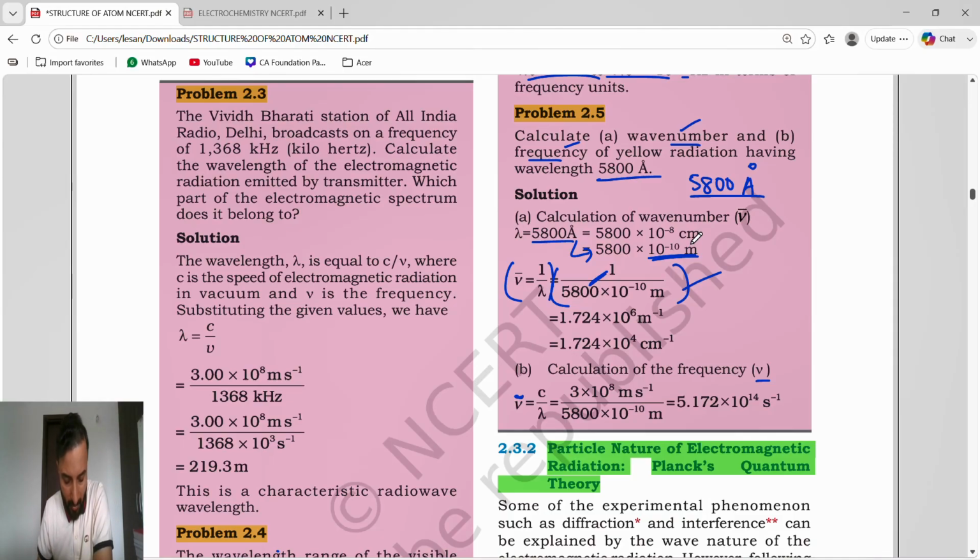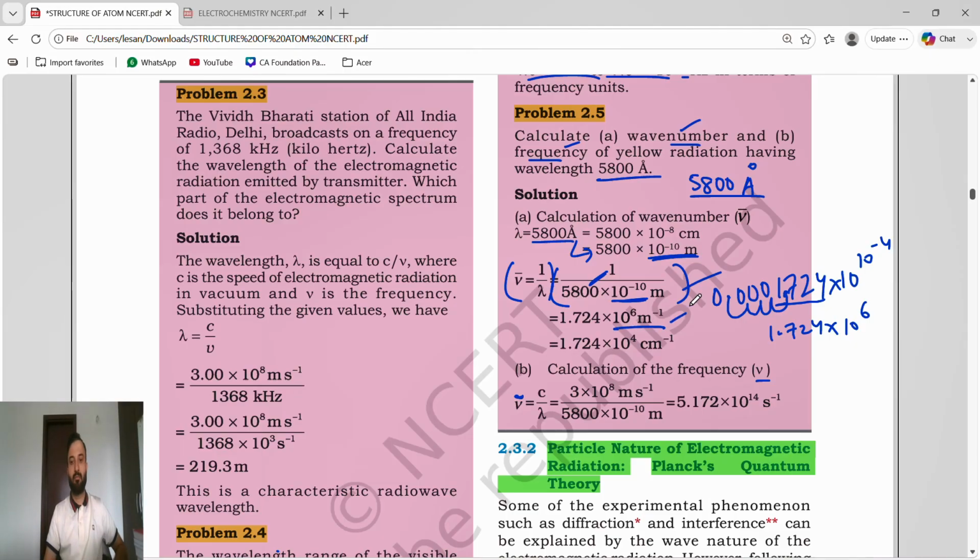You will get 0.000172, that much, right? 0.000172 into 10 to the power of minus 10. When it goes up, it will become 10 to the power of 10. So we will do the scientific notation: 1 2 3 4, so it will become 1.724, going to the right side means minus 4, so it will become 1.724 into 10 to the power of 6 per meter. Khatam.